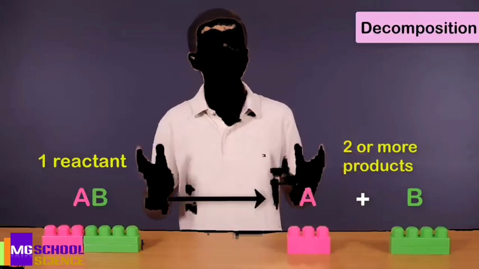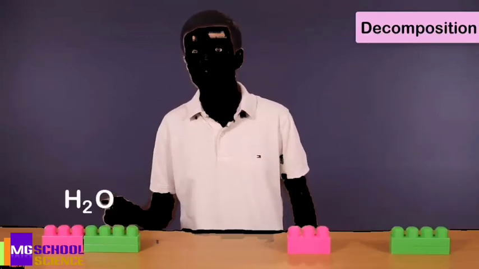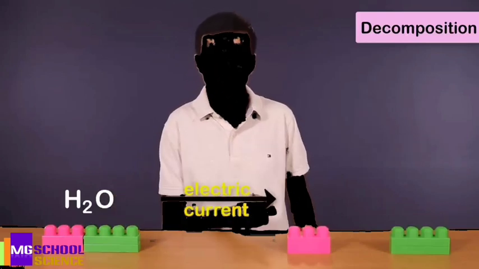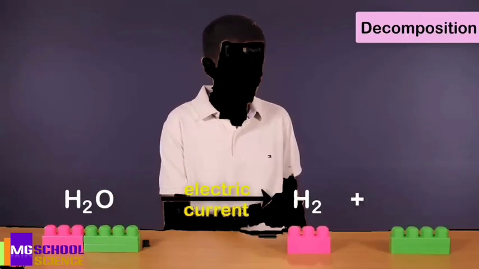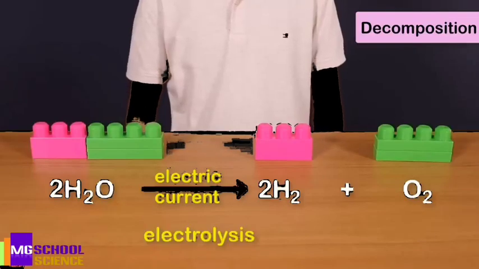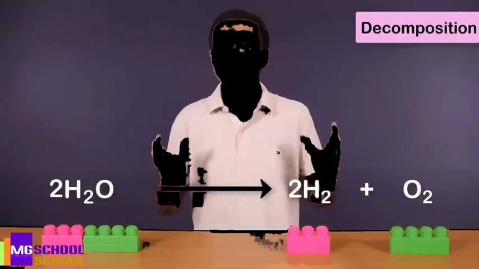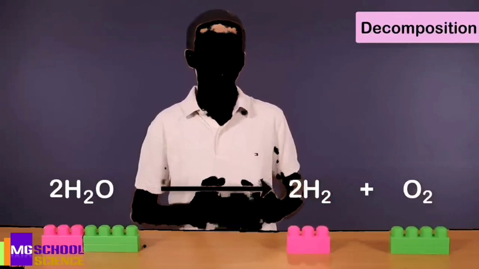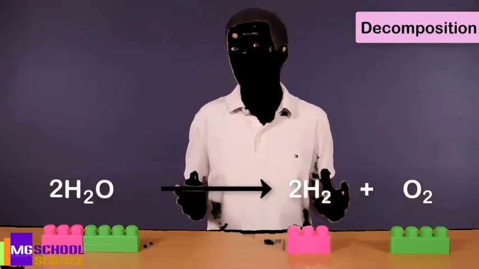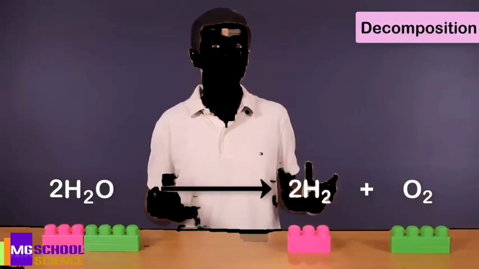Now let's take a look at some examples. Let's say we have water here. And when you pass electric current, it breaks down into hydrogen and oxygen. This is also known as electrolysis since electric current is used to decompose the compound. Remember, this equation is exactly opposite of what we did in combination, where hydrogen and oxygen combine to form water.